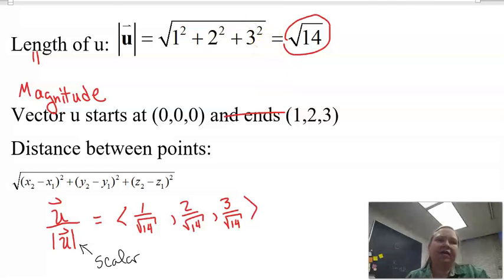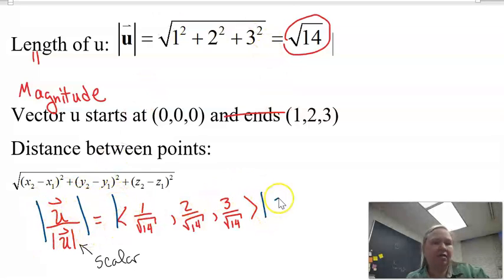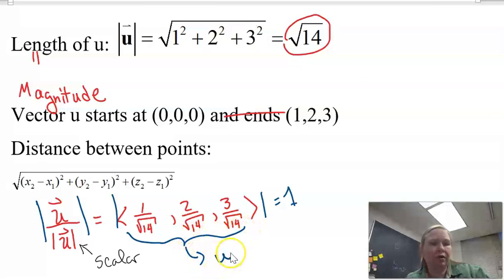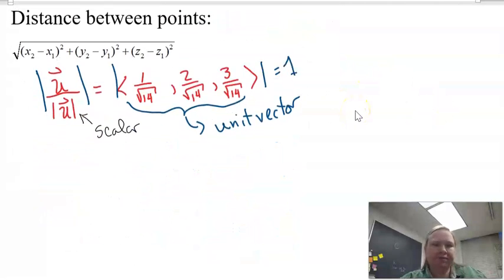And if I find the length of that vector, the length of that vector is going to be 1. So this here is the unit vector. And that's basically how you take and make a vector any length you want it to be.